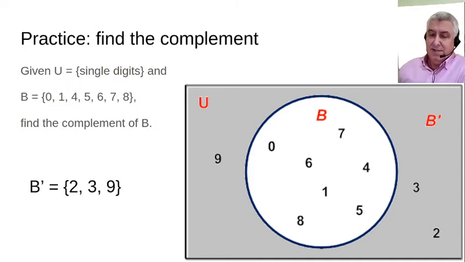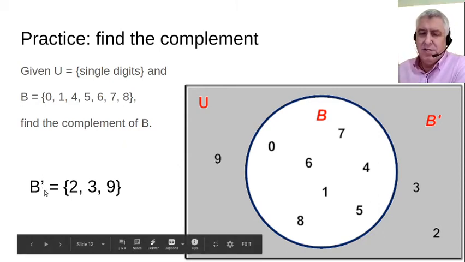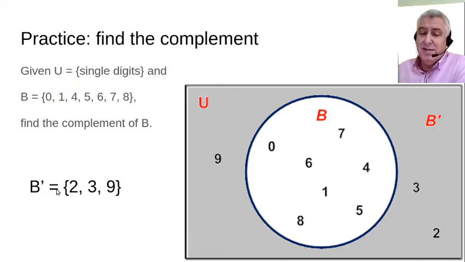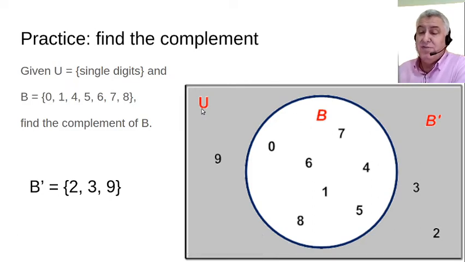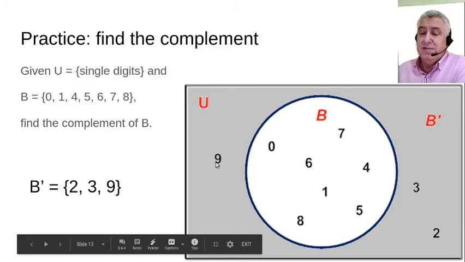Okay, is that what you got? Now this apostrophe doesn't look exactly right, but I don't have anything on my keyboard in this font that looks good, so that's what I went with. I wish we had LaTeX. So the complement of B is equal to the set of 2, 3, and 9, because the universe is 0, 1, 2, 3, 4, 5, 6, 7, 8, 9, and B is 0, 1, 4, 5, 6, 7, 8. So these are the numbers that are left.